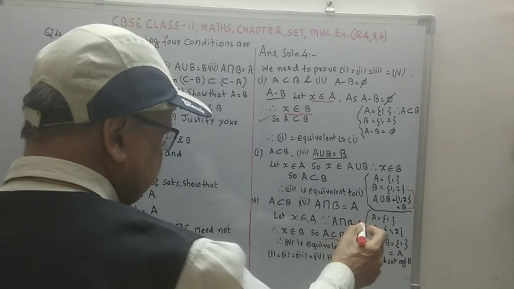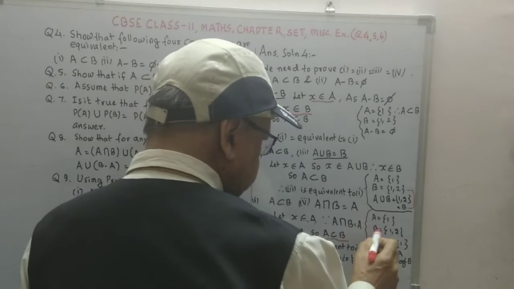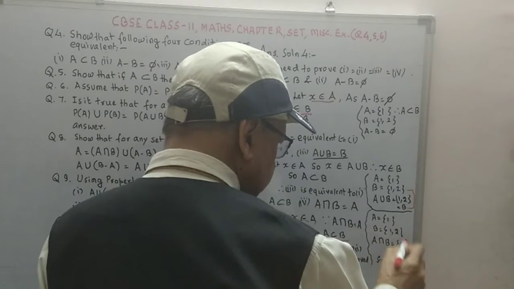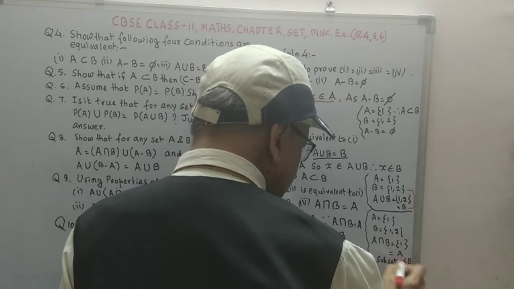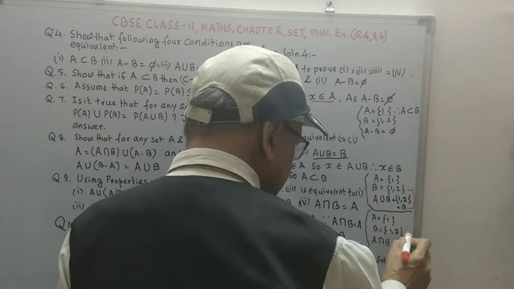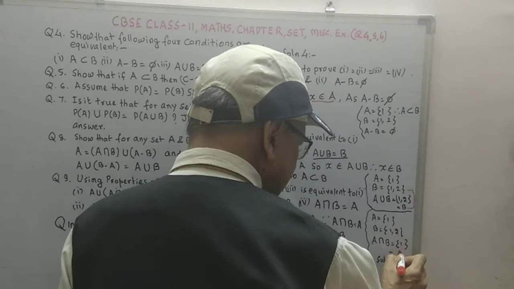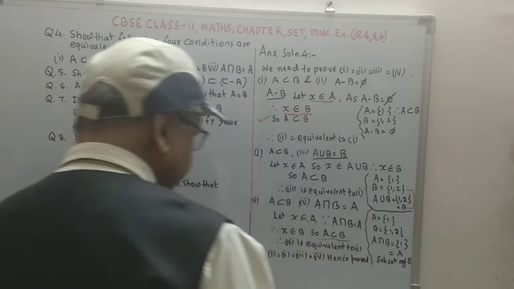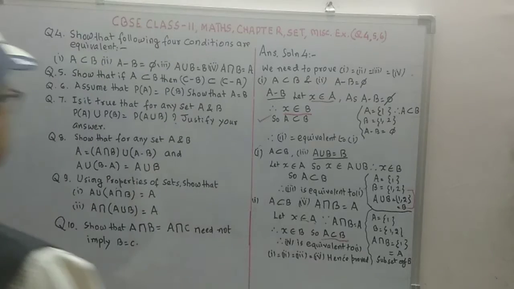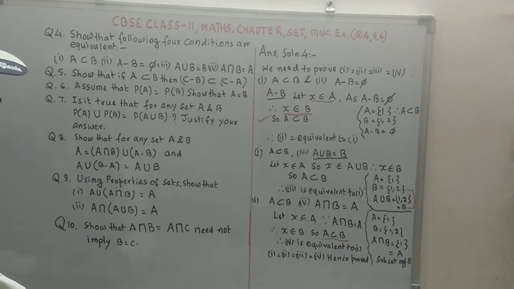Now we can see this. Suppose A is 1, set B is 1 2, A intersection B is 1, which is equal to A. So A is a subset of B. So this is how we have proved all the four conditions together and say that they are equivalent. Thank you.